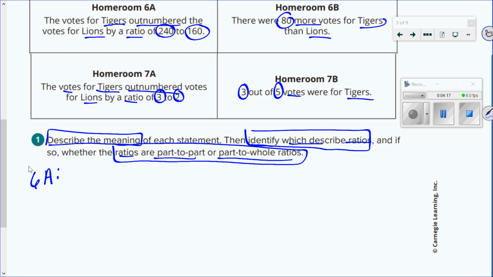6A is saying how many votes there were in total. Okay, so total votes, and they gave us something else, right? Tigers were favored, right? So total votes for each favored the Tigers.